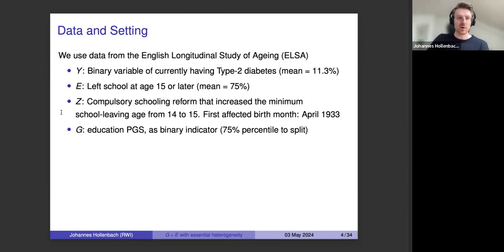And G, our genetic component, we're using an education polygenic score. We're using a binary version of that, even though it's nicely distributed, as you're probably aware. We're using the 75th percentile to split. So if you're above the 75th percentile of this education polygenic score, you would be considered high polygenic score. If you're below that, you would be considered low polygenic score.